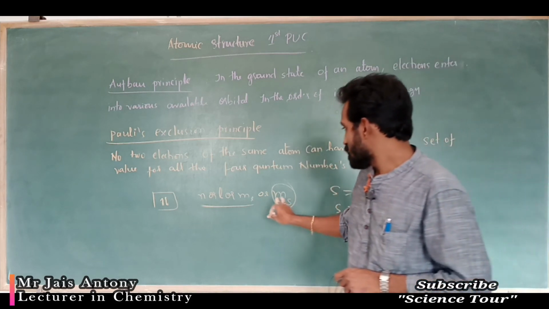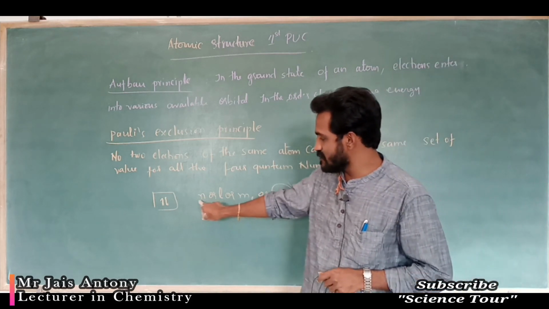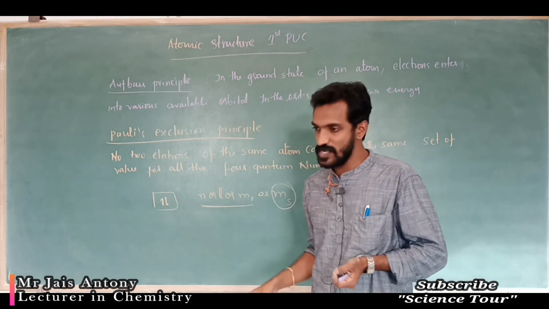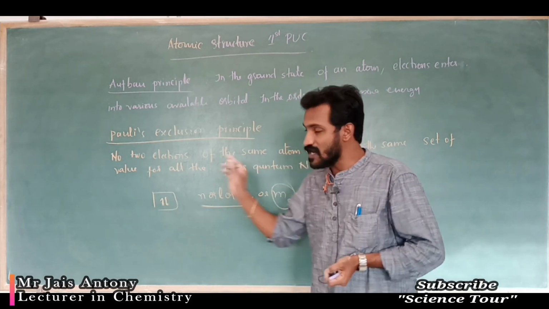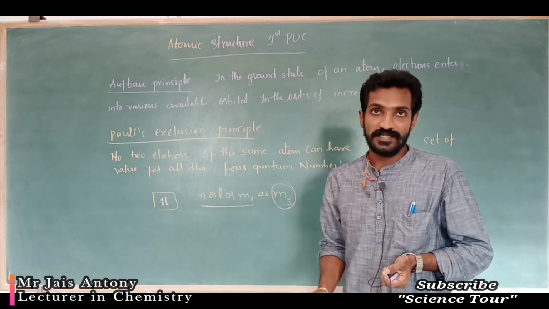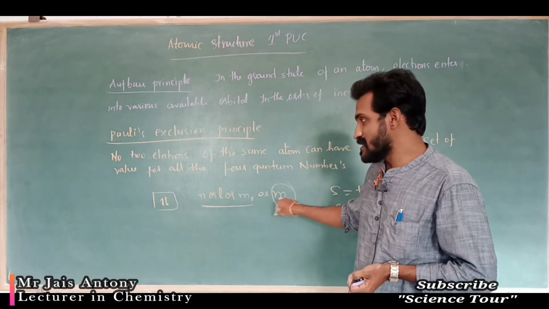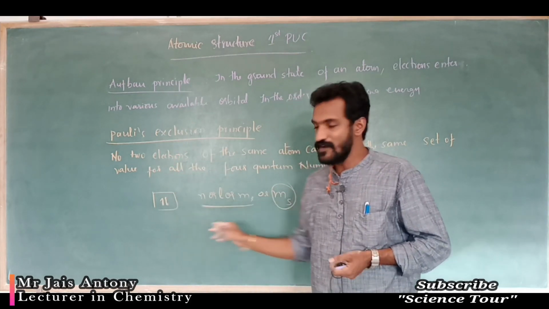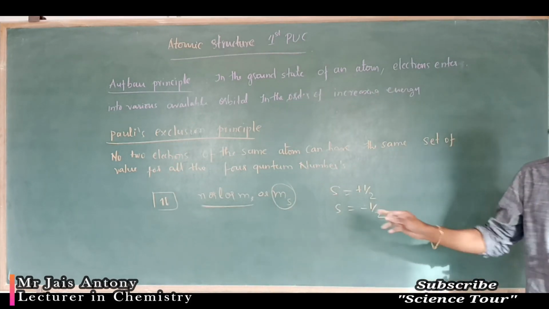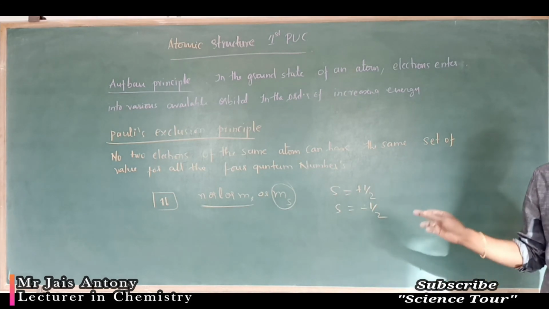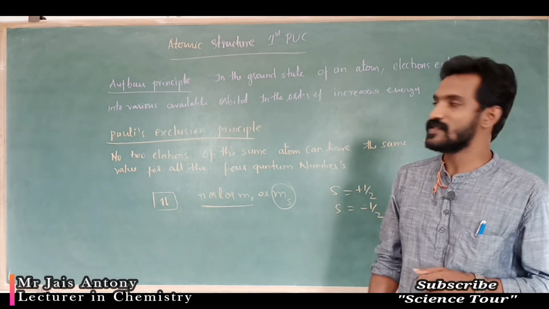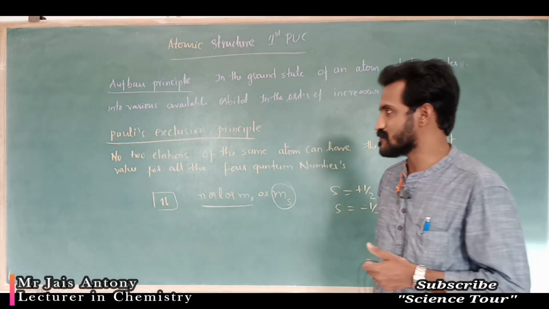For example, imagine these three values are the same. N is the same, principal quantum number is the same for these two electrons, L is the same for these two electrons, Ml is also the same. But at the same time, spin is not the same because they move in opposite directions. Plus half and minus half. So one of the quantum numbers is different. Two electrons are in the same orbital. Okay, that is explained by Pauli's exclusion principle.